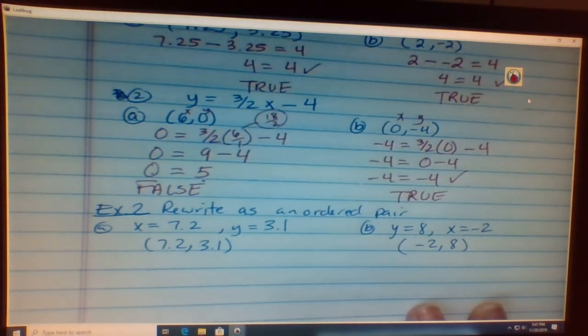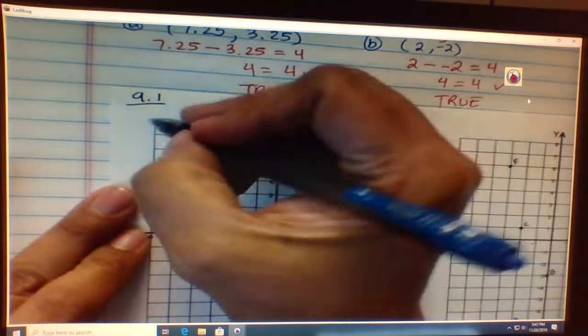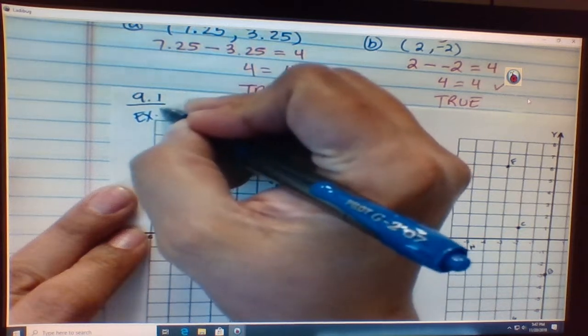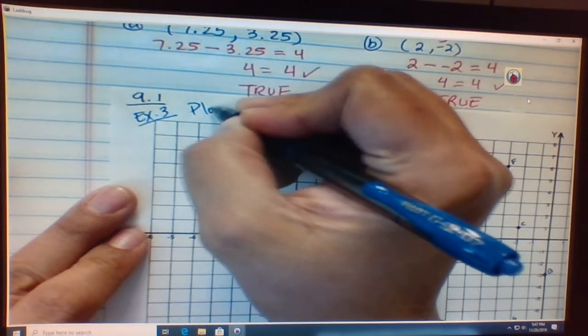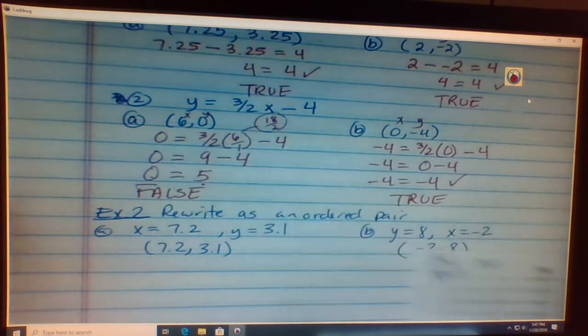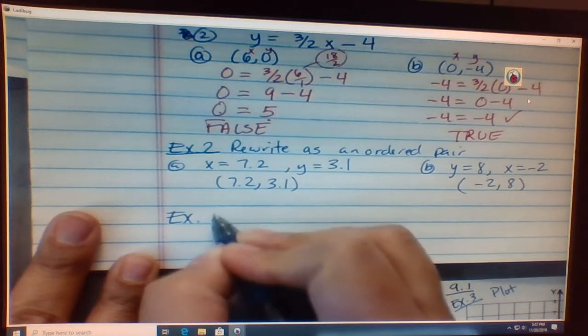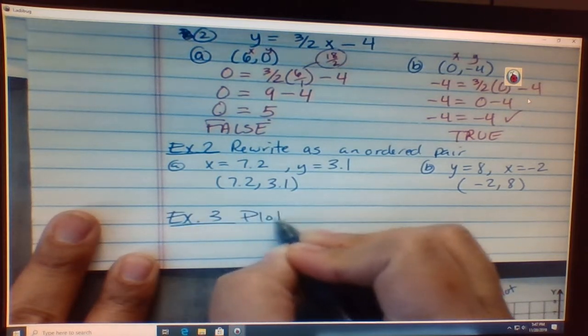Yes? Now, for example number 3, we're going to go on to this little paper. So example number 3 is going to be this little box, and we're going to plot. Now, what are we going to plot? Let me write them down. So in case you don't know how to graph, this is where we're going to learn how to graph for right now. So for example number 3, plot points.